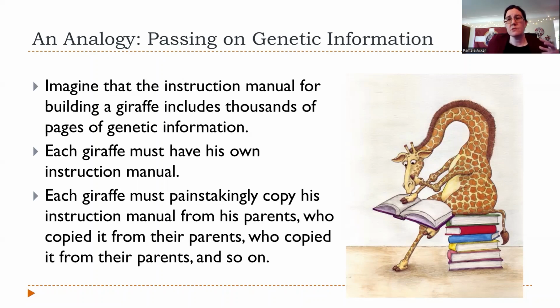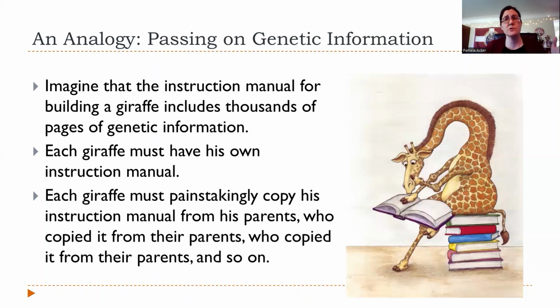So if you have an instruction manual to build a giraffe, that instruction manual is going to contain thousands and thousands and thousands of pages of information because a giraffe is a very complicated organism. Now, giraffes are selfish, so each giraffe has to have his own instruction manual. He can't borrow from his neighbor or his mom or his dad or his brother or sister. He needs that information because it contains everything he needs to build his own body and keep it running.